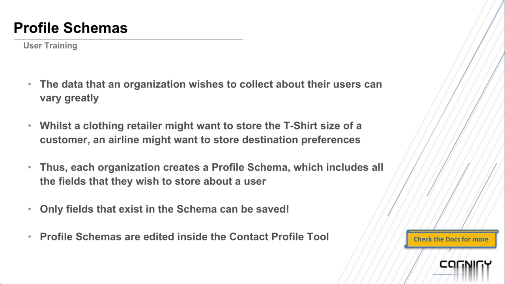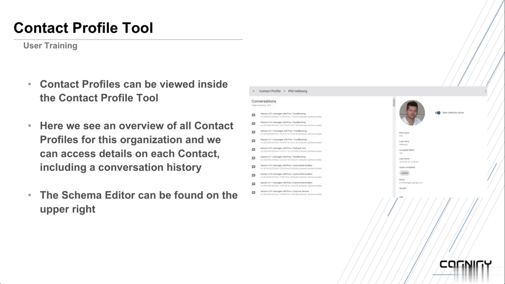Profile schemas are edited inside the Contact Profile tool. In the Contact Profile tool, we see an overview of all contact profiles for this organization, and we can access details on each contact, including a conversation history. The schema editor can be found on the upper right.